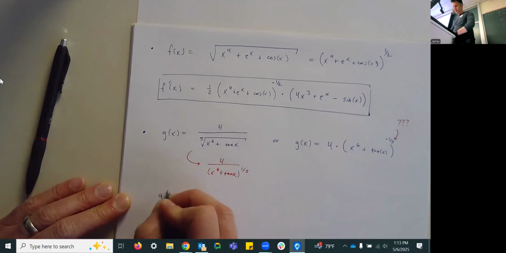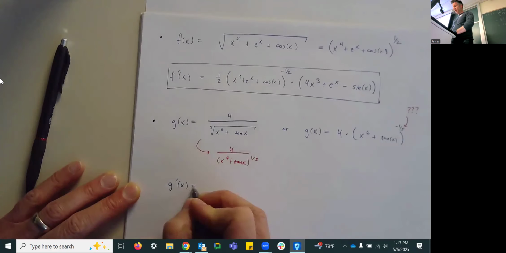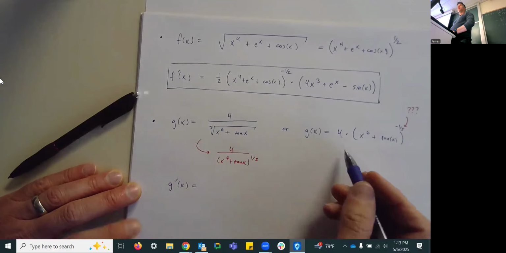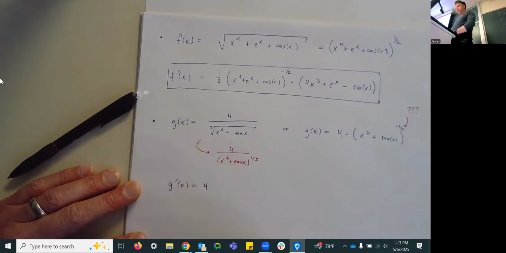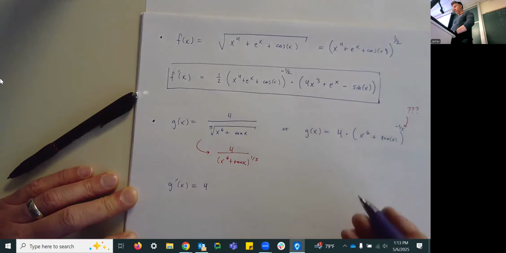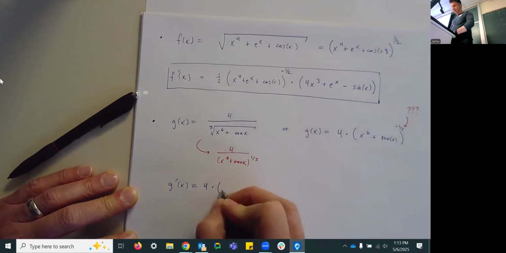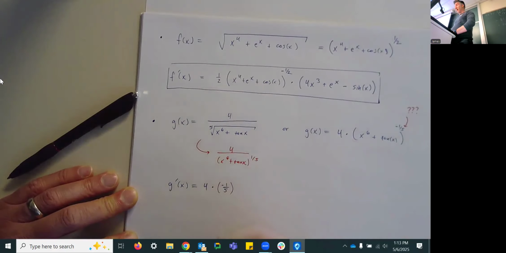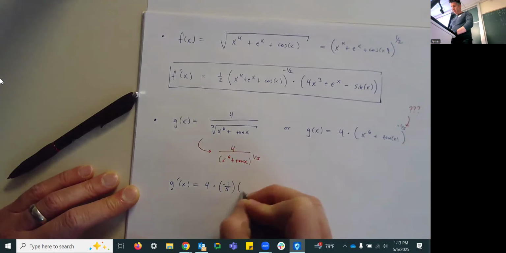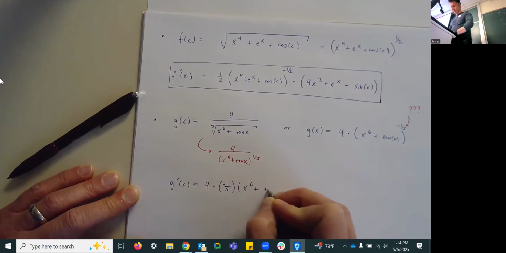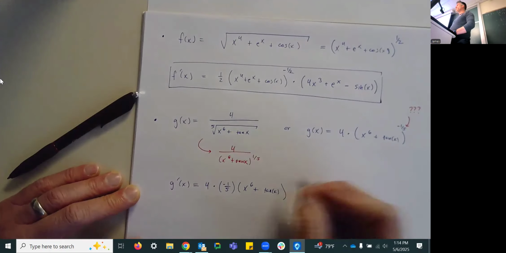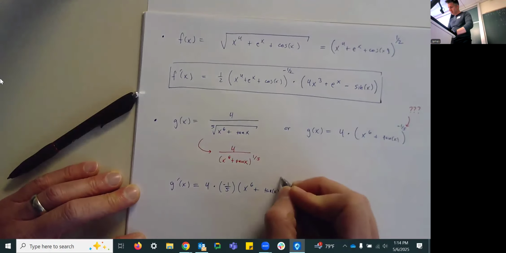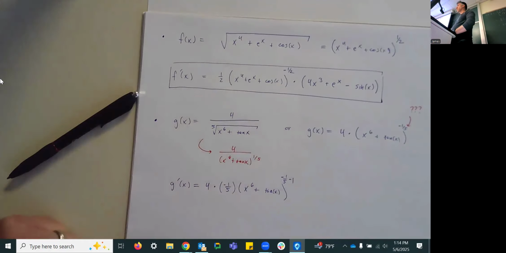Our derivative, what happens to the 4? Well, it's a constant multiple, so the 4 is just going to hang out. So that 4 sticks around, and then the derivative of some stuff to a power, well, that power comes down, you get a negative 1/5. So 4 times negative 1/5 times our stuff, x to the 6th plus tangent of x, raised to my new power, which is 1 less. If I don't know what that is just off the top of my head, I'm just going to write negative 1/5 minus 1. It's correct. It's not simplified, but okay.